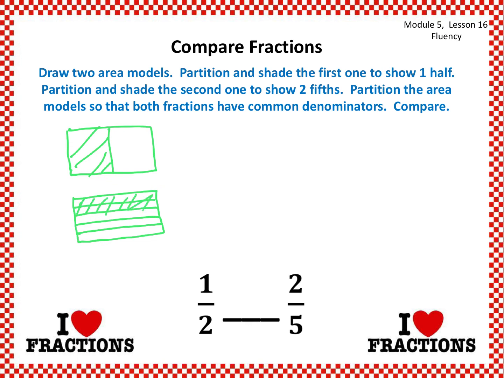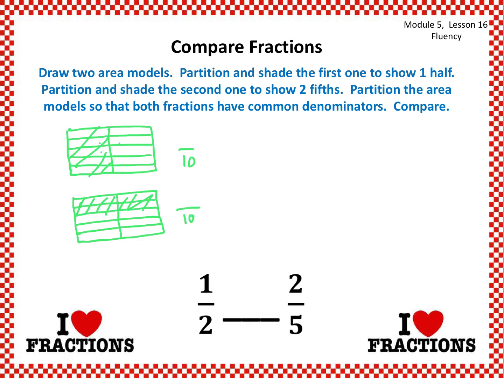But we've got to figure out how to compare those. So the way that we would partition those is we're going to partition our 1/2 into fifths because that's what the other one is in. So we're going to go ahead and partition into fifths with that. And then we're going to partition our 2/5 into 1/2. Now, if we count, we've got 1, 2, 3, 4, 5, 6, 7, 8, 9, 10. So now we're into tenths. And then we're going to look at the other one, 1, 2, 3, 4, 5, 6, 7, 8, 9, 10. We're again in tenths.